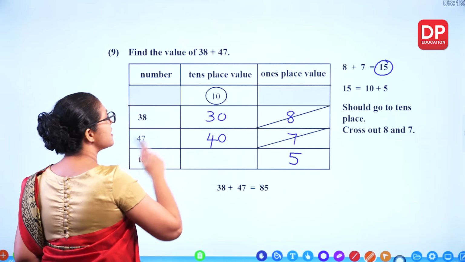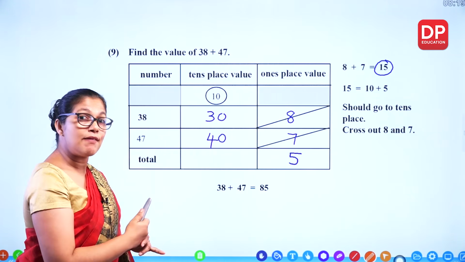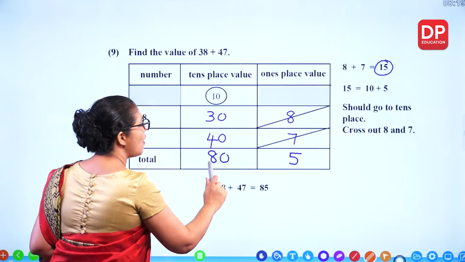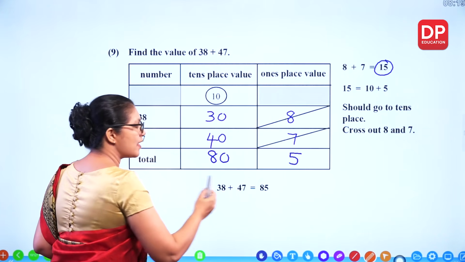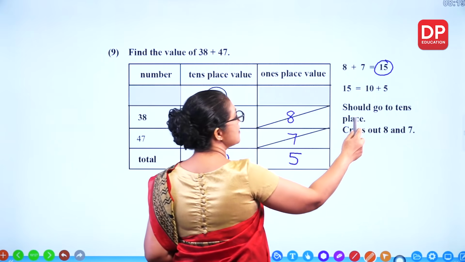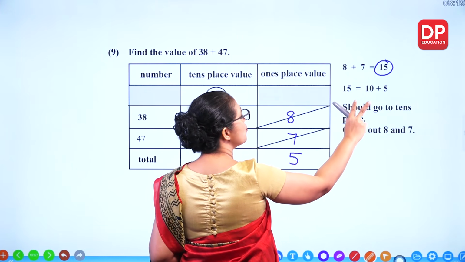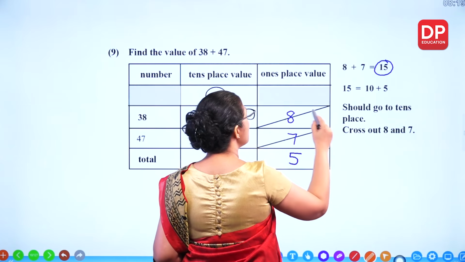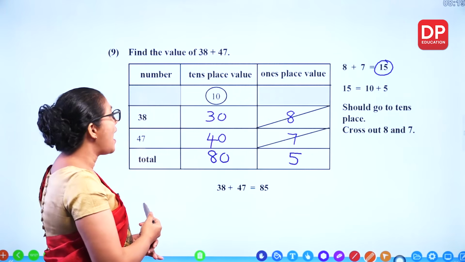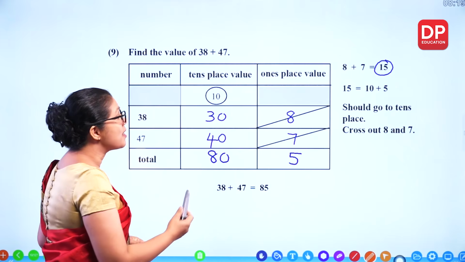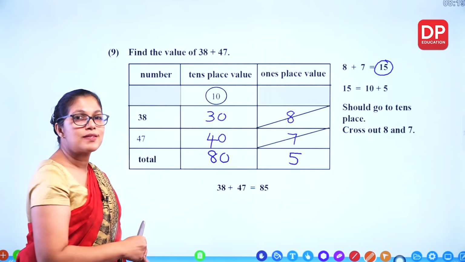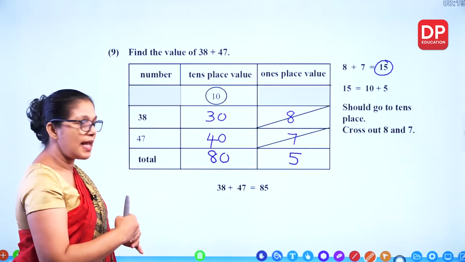So 40 plus 30, 70. 70 plus 10, you get 80. Now 80 and 5, you get 85. So should go to tens place when you get 2-digit numbers and cross out 8 and 7. So that's what we do when you are adding numbers and when you get 2-digit numbers when you are adding ones place. You take it to the tens place.